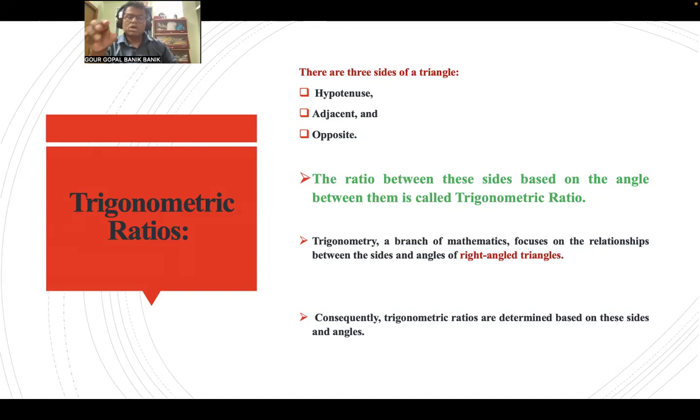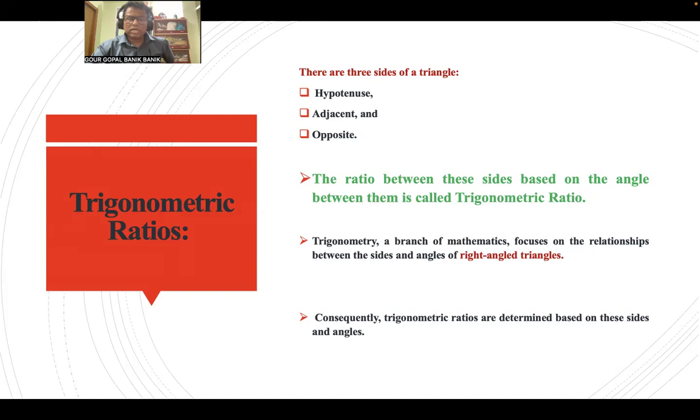One is the hypotenuse, one is the adjacent, and the opposite; I'll be showing you in the picture. The ratio between these sides, on the angle between them, is called a trigonometric ratio. So you take two sides and make a ratio. Those are trigonometric ratios. Trigonometry, as I have repeated here, is a branch of mathematics.